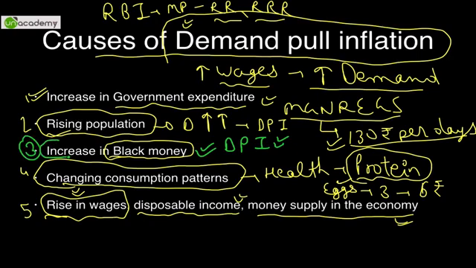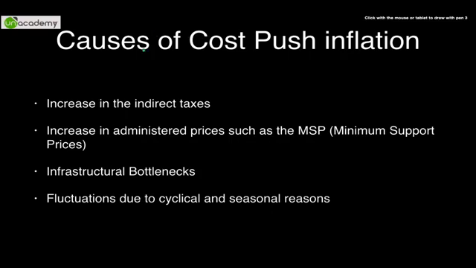In India, almost a parallel economy exists because of the presence of a huge amount of black money. Anyway, now we will move forward to cost push inflation. See, there are certain causes of cost push inflation as well.